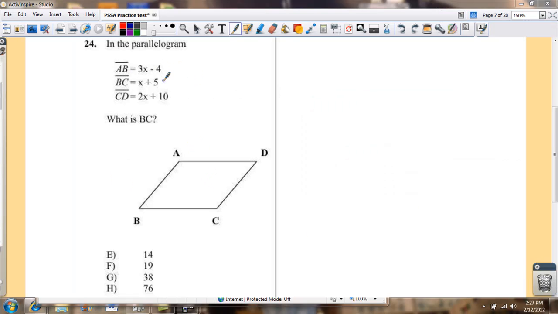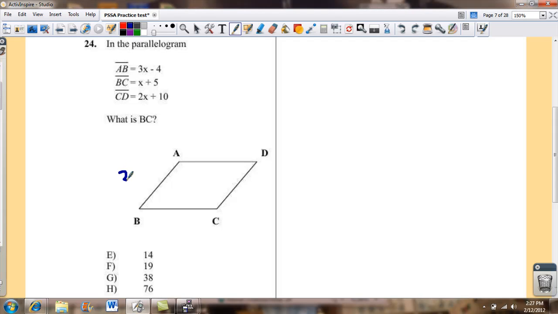Okay, question number 24 is going to be our last question for this video. We have a parallelogram. They tell us AB is 3x minus 4. We're told that BC is x plus 5, and CD is 2x plus 10. And the question is, what is BC? So really, we need to know what x is to be able to find the value of BC. Fortunately, we're given enough information.